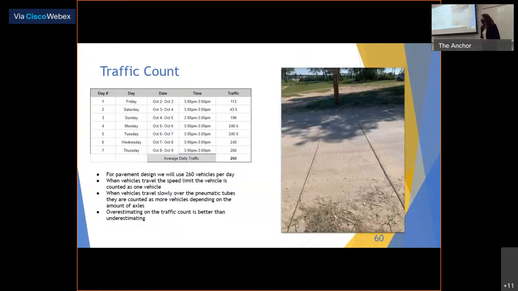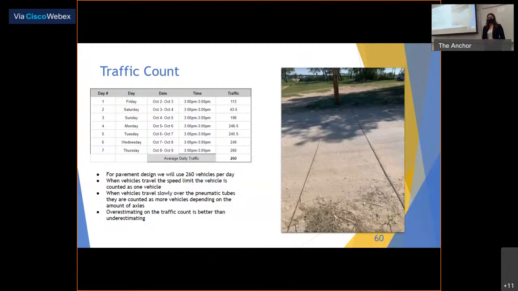During this process, we found that when a vehicle drives the speed limit over the pneumatic tubes, it is counted as one vehicle. But when the vehicle drives slowly over the tubes, it may be counted as more vehicles depending on the number of axles on that vehicle. Because of this reason, we found that our average daily traffic was an overestimation, but in this instance, it's better to overestimate than underestimate, since we are designing for heavy commercial vehicles.